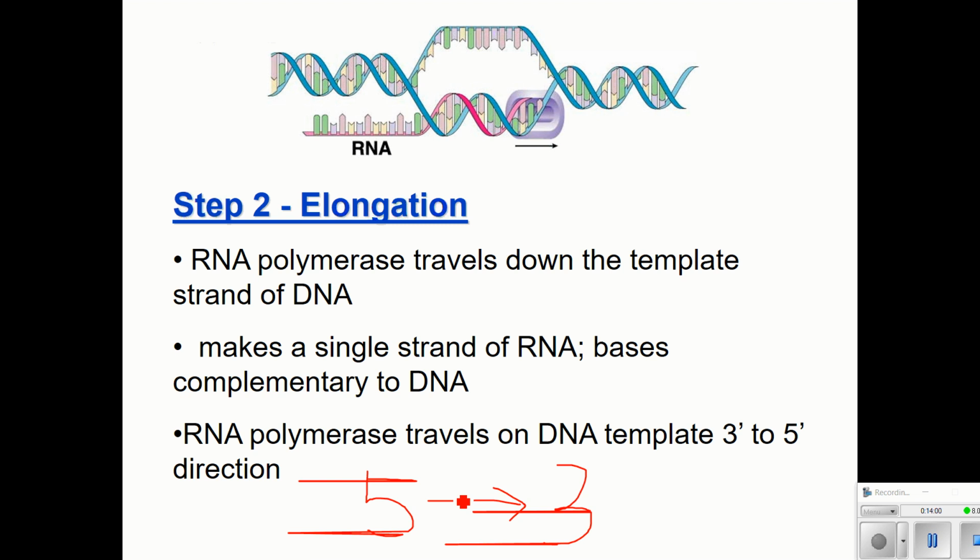Anyways, don't forget that even though RNA polymerase moves in the 3 to 5 direction, you only ever make new nucleotides in the 5 to 3 direction. I would really focus more on these bullets or these numbers rather than this bullet up here.